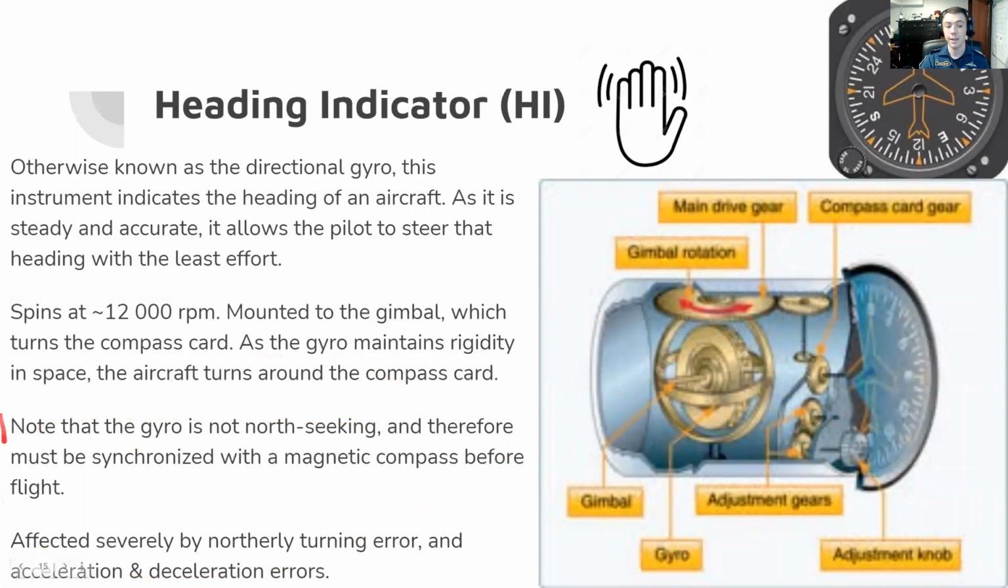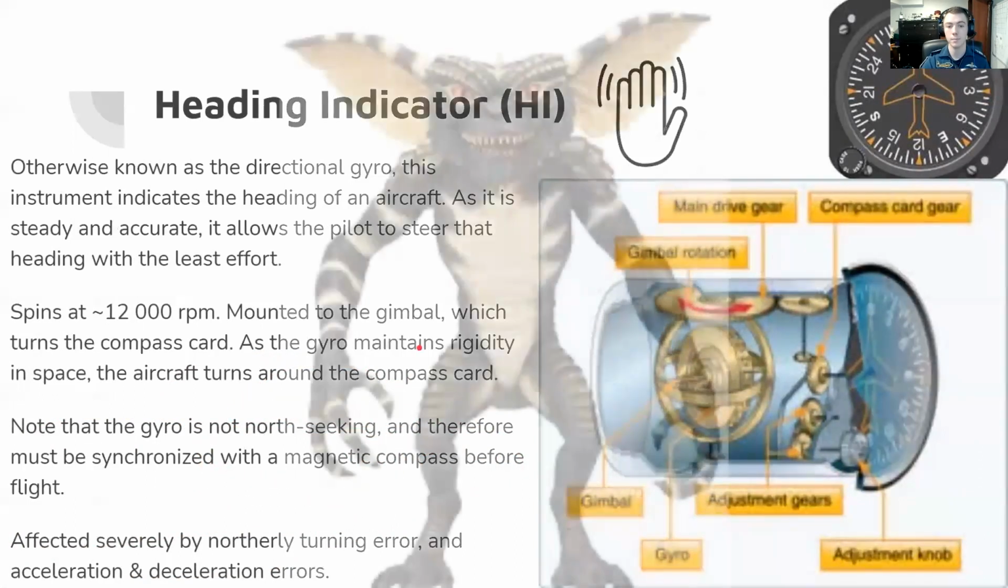Yeah. So this here is an important note. It's not north-seeking. It's not going to correct itself for you. So you need to synchronize it with your magnetic compass during and before your flight.